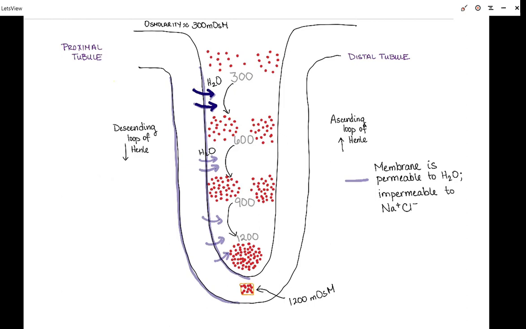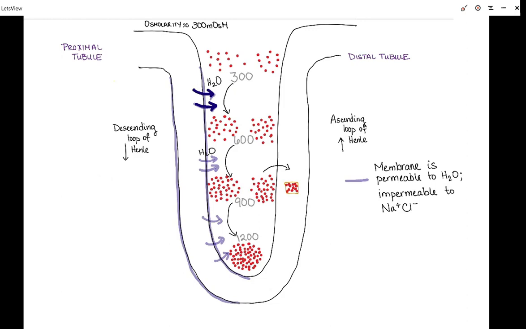Now that filtrate is going to take a trip back up to the cortex through the ascending loop of Henle, where it's going to be exposed to the gradient, but in a reverse order. So it will go from a concentrated gradient back to a more dilute gradient. And so if you think about that, there is a real potential to undo everything you just did. As I take this filtrate back up, water wants to move back in and rehydrate my filtrate. And I can't let that happen, or everything that I just did is a complete waste.